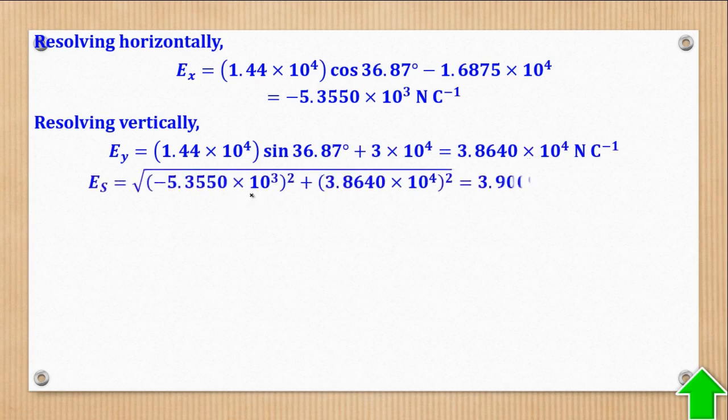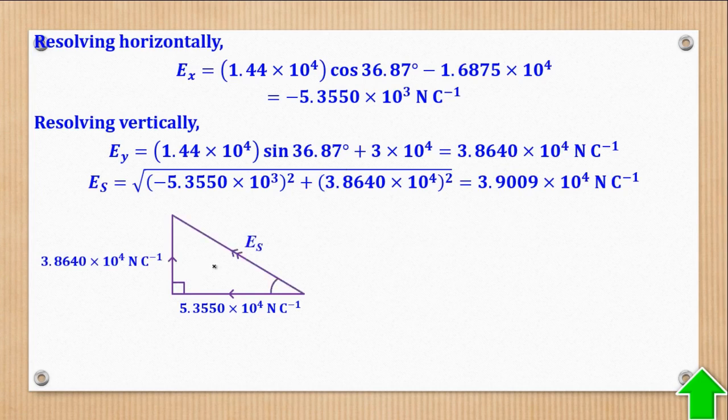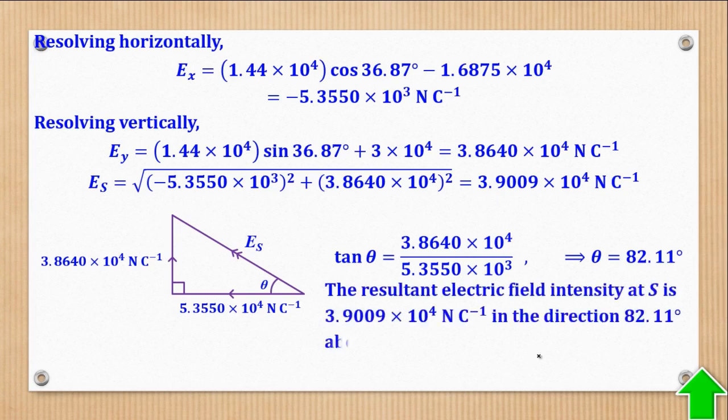Then you can use Pythagoras theory to get the magnitude of the resultant and then draw a right angle triangle, so negative horizontal to the left and positive vertical upwards. The right angle sign has to be seen. Then you join from start to end. Our interest is to get the value of theta, so we shall come and say tan theta is equal to this over this, which gives you this as the angle. Now that I've got the magnitude and direction, I can state it in that form.